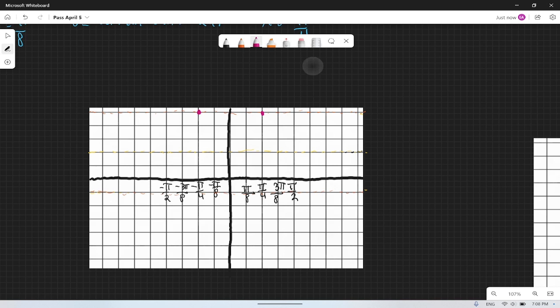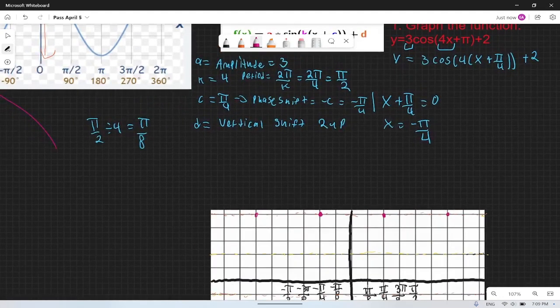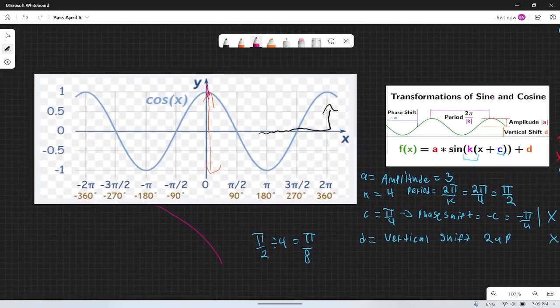And then we can continue to sketch this pattern out. We know the period is pi over 2, so every 4 dots is where the maximum is. And then another thing we know is that exactly halfway between the start point and end point of one cycle, our function crosses the x-axis.